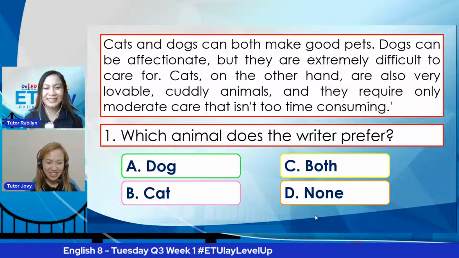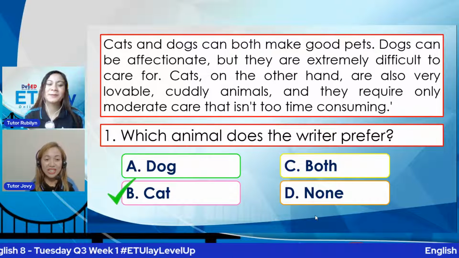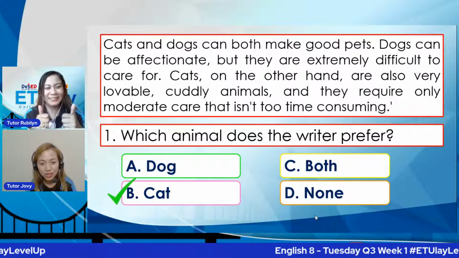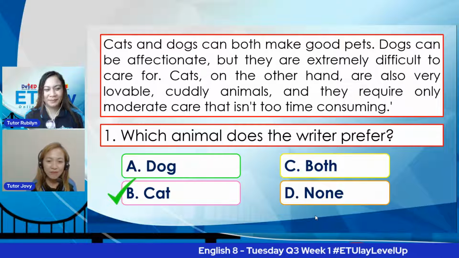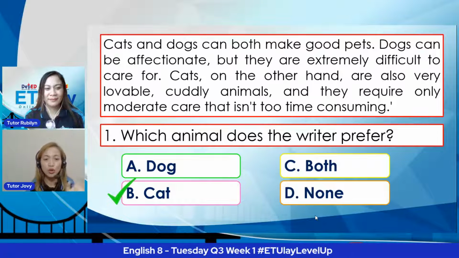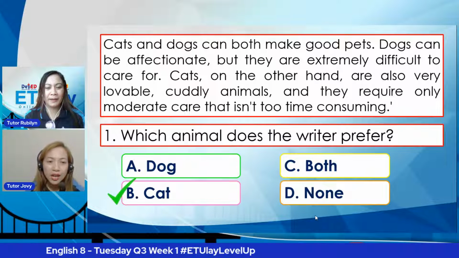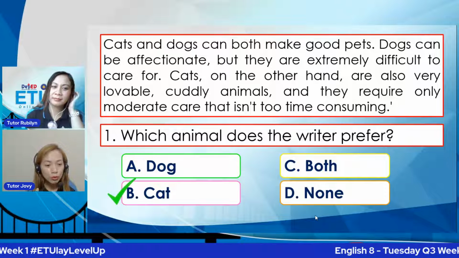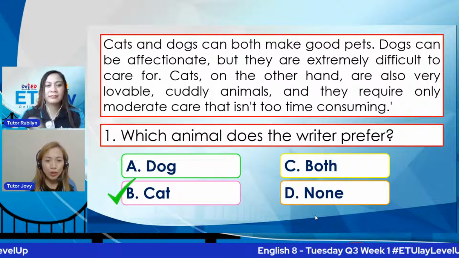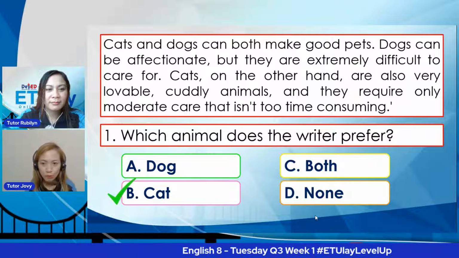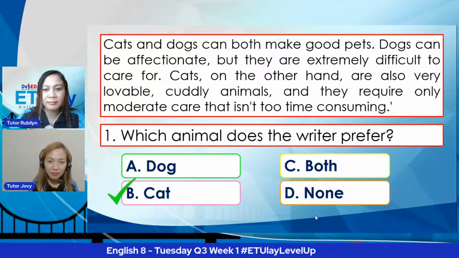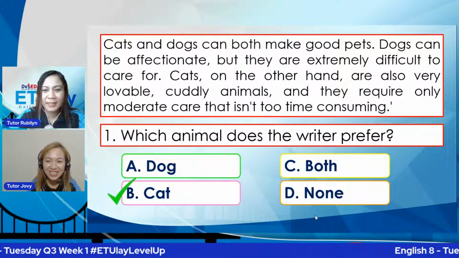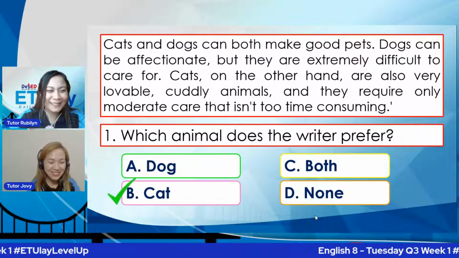Let's check. Of course, it's cat. So the writer prefers cat more to the dog. So, ano yung nakapagsabi sa atin? How did we able to conclude na cat yung gusto ng writer dito sa article na ito? Because of, again, the ways how to examine. Go, go, go, learners.